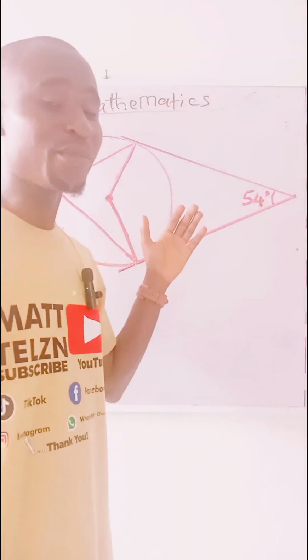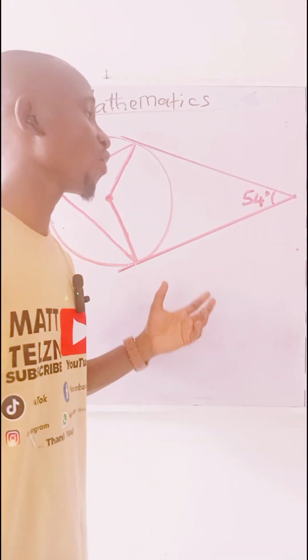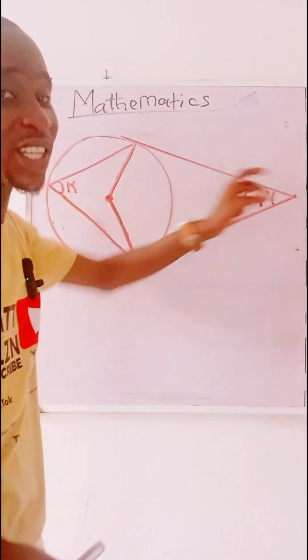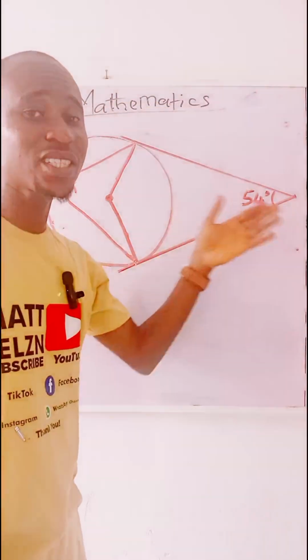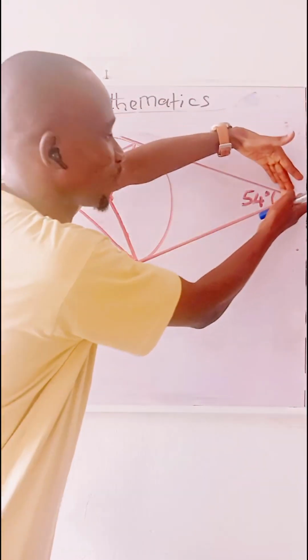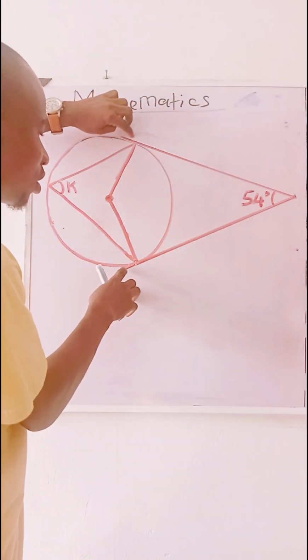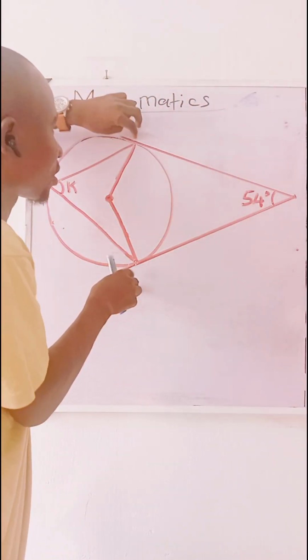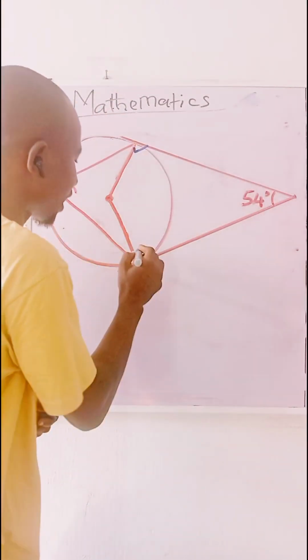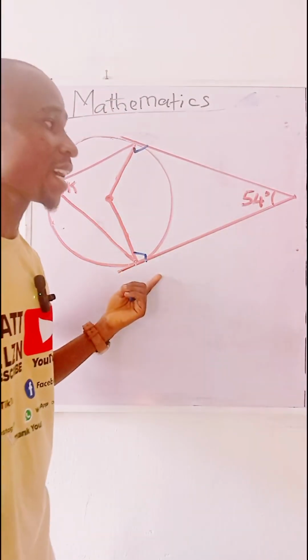Just by remembering the rules of what? Two tangents from the same point form what? Congruent right-angle triangles. So by seeing a shape like this, I know that these are two tangents touching the circle from outside, and what that simply means is that these angles here are 90 degrees, these angles here are 90 degrees.